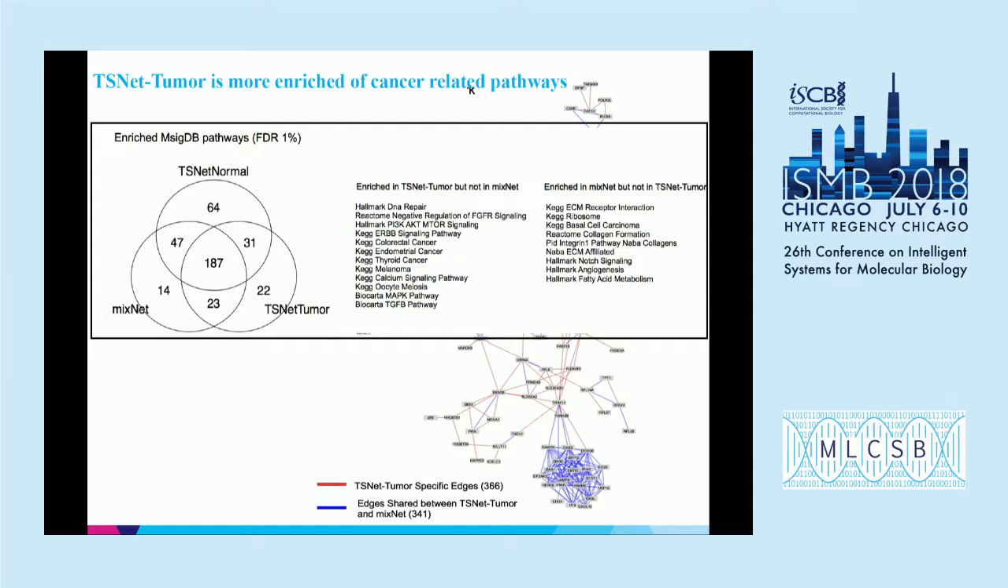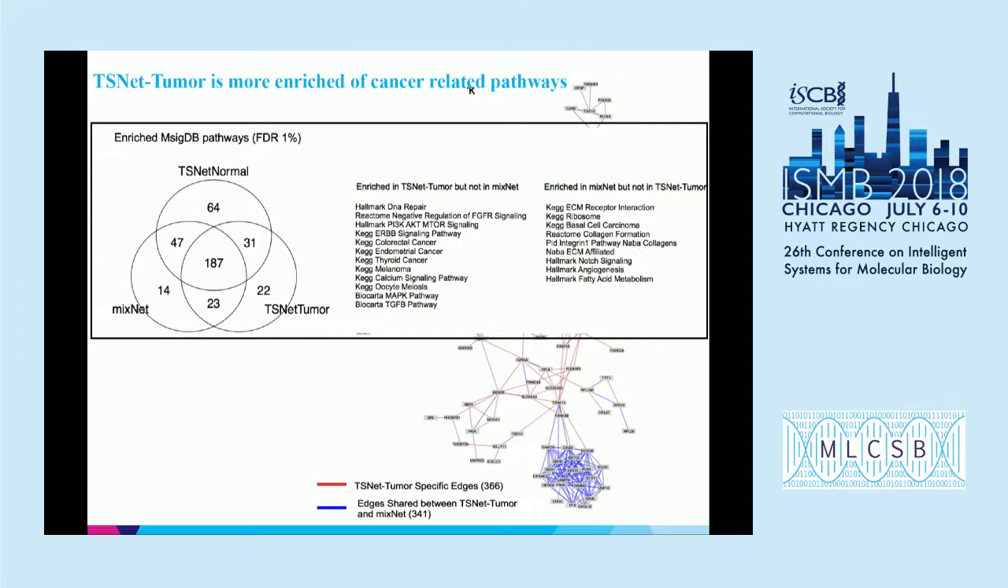Also, we did an enrichment of the networks, and what we show first is MixNet. These are the number of enriched categories using the Molecular Signatures Database from the Broad. We can show that MixNet, the standard graphical lasso, overlaps a lot with TSNet normal. First of all, MixNet is the one with more edges, and this is expected because, as I said at the beginning, if you don't take into account tumor purity, you're likely to detect an edge between genes that are just differentially expressed between tumor and normal.